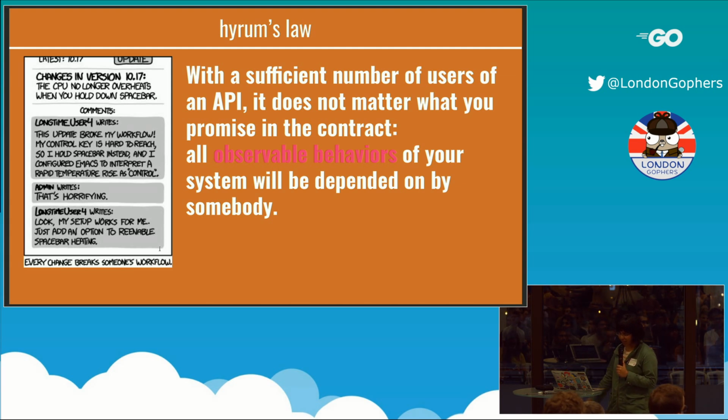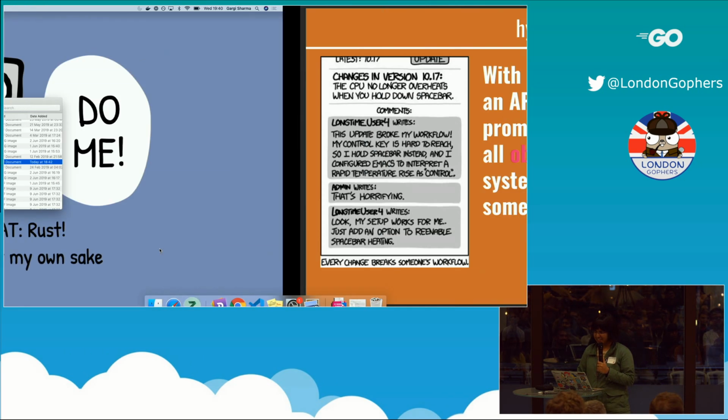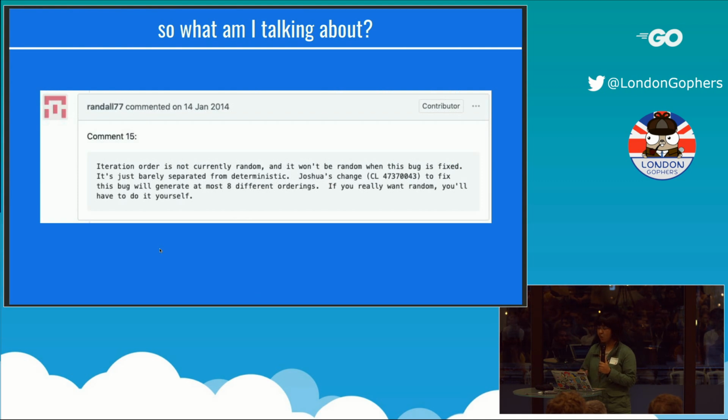And as always, I have a relevant XKCD. Which means that because they said it was random, I believed them, and it is not random from what I can see. If you look at the issue more, somewhere in the corner someone comments: it's not actually currently random, and when this is fixed, it will still not be random. It'll just be non-deterministic. And if you really want random, you'll have to do it yourself.